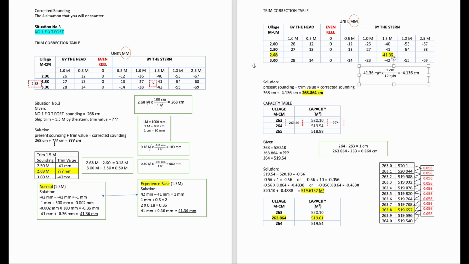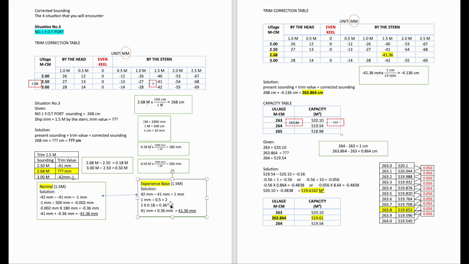Then you need to add 268 centimeter. Take note that 268 is the 2.68 meter. So now you can add the negative 4.136. The answer to this one is 263.864 centimeter.